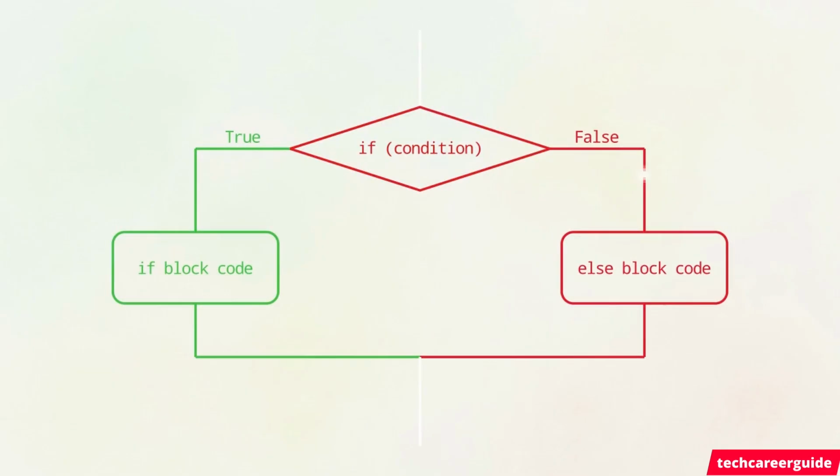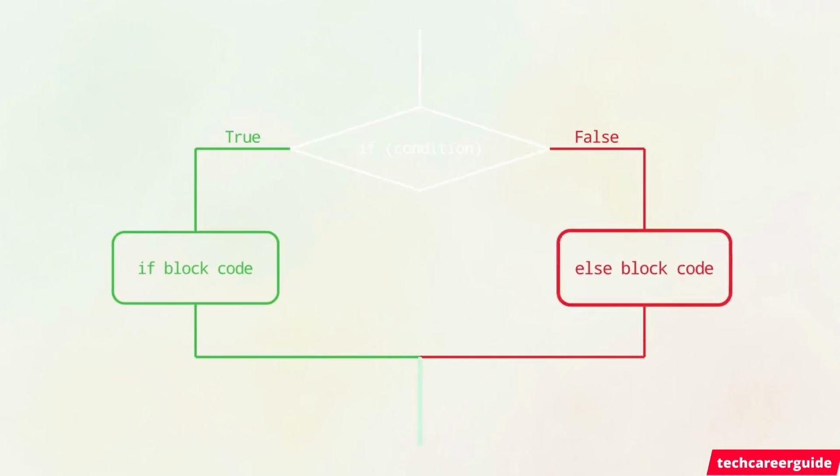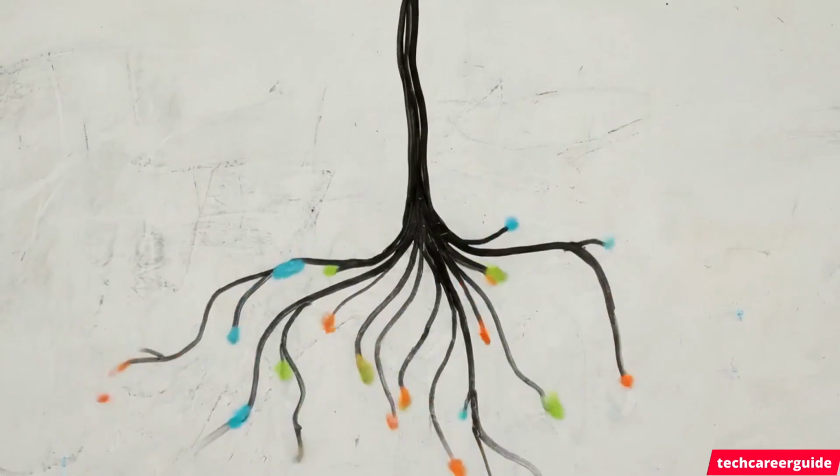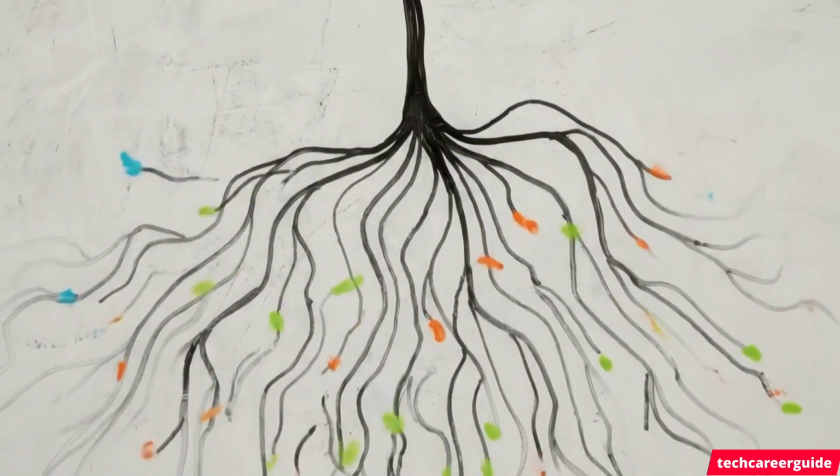If tests the condition, else catches the falsehoods, and the program executes precisely one path. However, real-world data rarely falls into a simple true or false. How should a program respond when there are dozens of potential classifications for a single variable?